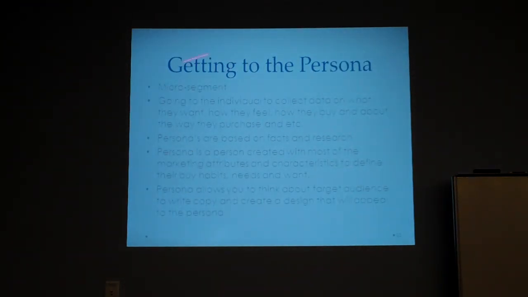So we go to the microsegment, okay? We need to get data that is factual. We just can't make up stuff. So we have to go out to people and we have to talk to them, get their facts. And we got to look at people that are representative from these groups. And we're going to talk to a lot of people, interview them. We're going to collect this stuff and we're going to make this sort of ideal persona. And that's the one that we're going to target, okay? And the persona allows us to think about the target audience and to write copy and create a design that will appeal to that persona.